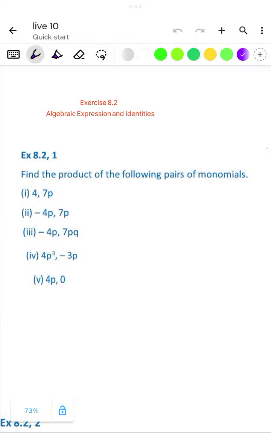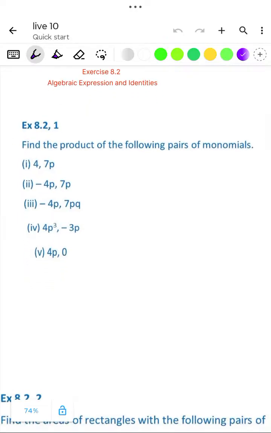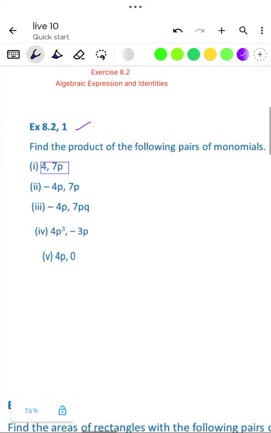So this is exercise 8.2, algebraic expressions and identities for class 8th, and this is the first question of this exercise. Part 1 of the first question is: find the product of 4 and 7p. So we have to multiply 4 and 7p.